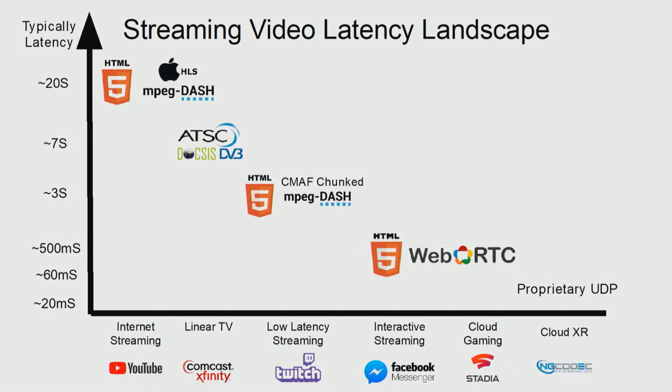This was my attempt to try and map the landscape for distribution. I'm not talking about contribution, SRT or RTMP. I really tried to focus on when you're running at scale and you want to deliver video to consumers. And today we know the norm is really traditional ABR, HLS being the dominant and DASH. But the latency is around 20 seconds. It can go higher. That is kind of the norm today out there.